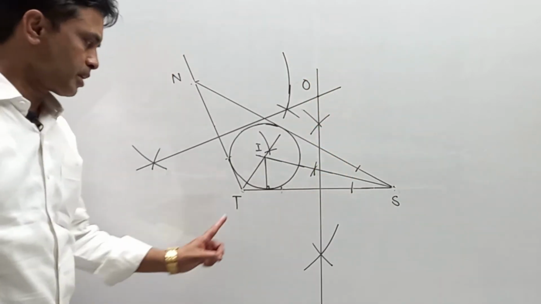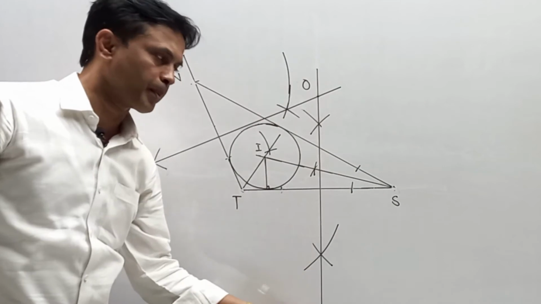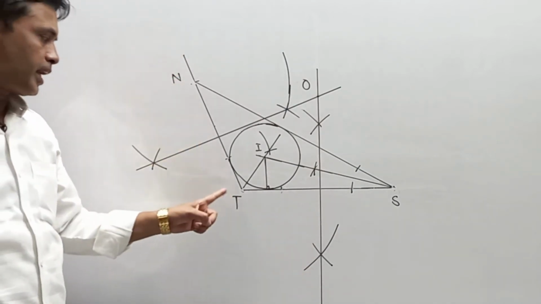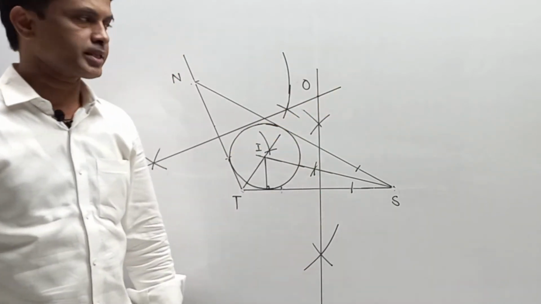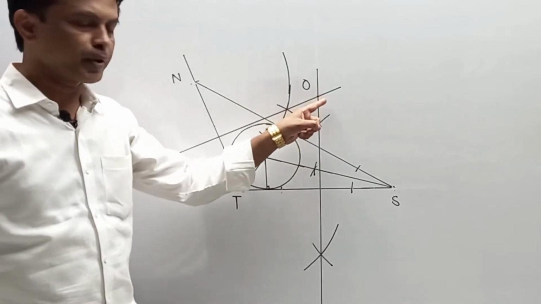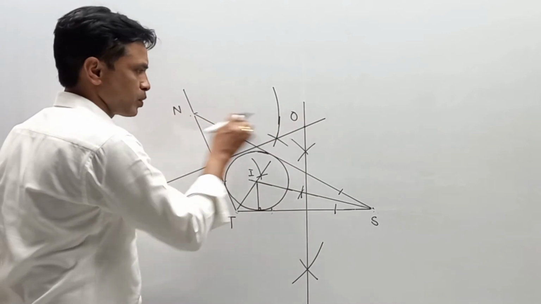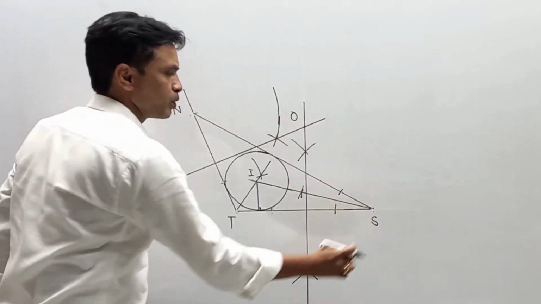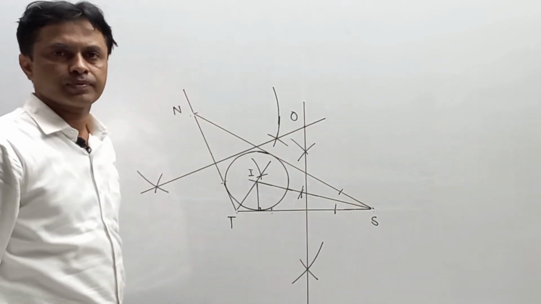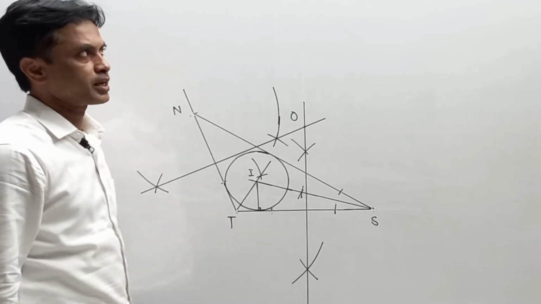Now please pay attention. First of all, for TS, we have drawn one perpendicular bisector. For NT, we have drawn a second perpendicular bisector. We have got a common point O. Now taking O as the center and the radius either ON or OT or OS, we are going to draw a circle. That is nothing but the circumcircle over here.